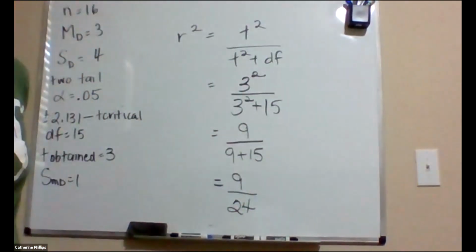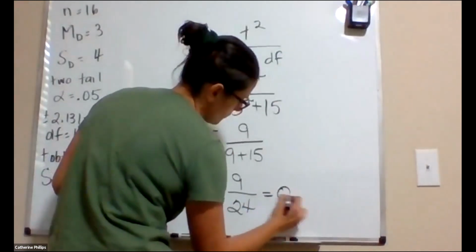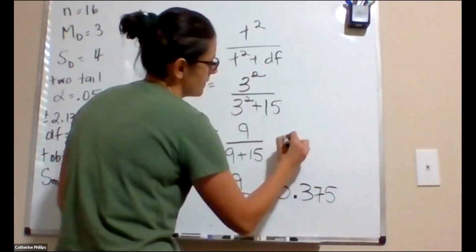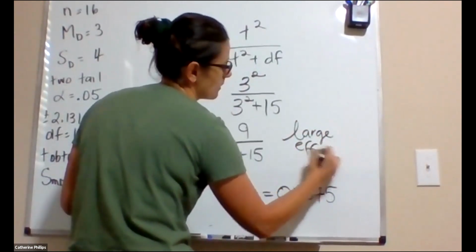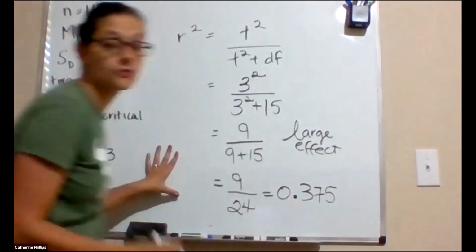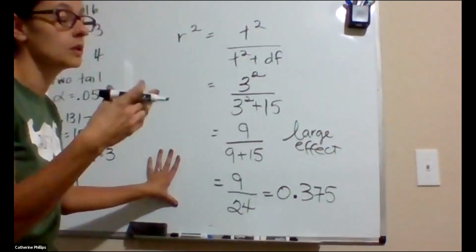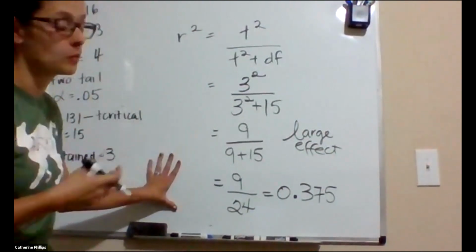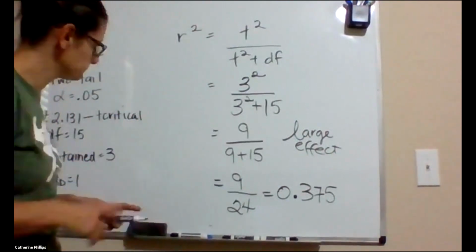9 divided by 24 is 0.375. This is a large effect. The cutoff for R squared for a large effect is 0.25. 0.25 is smaller than 0.375, so we've got something bigger, so we've got a large effect.